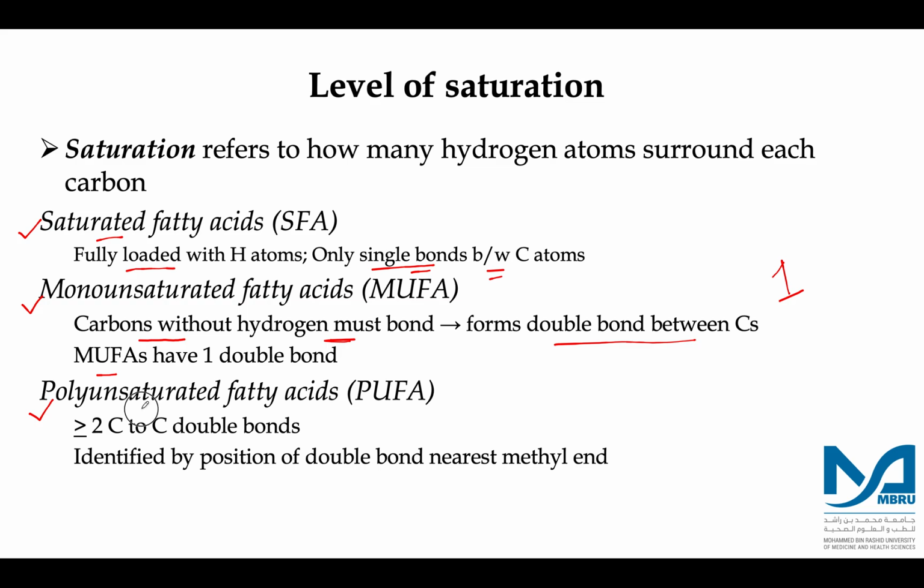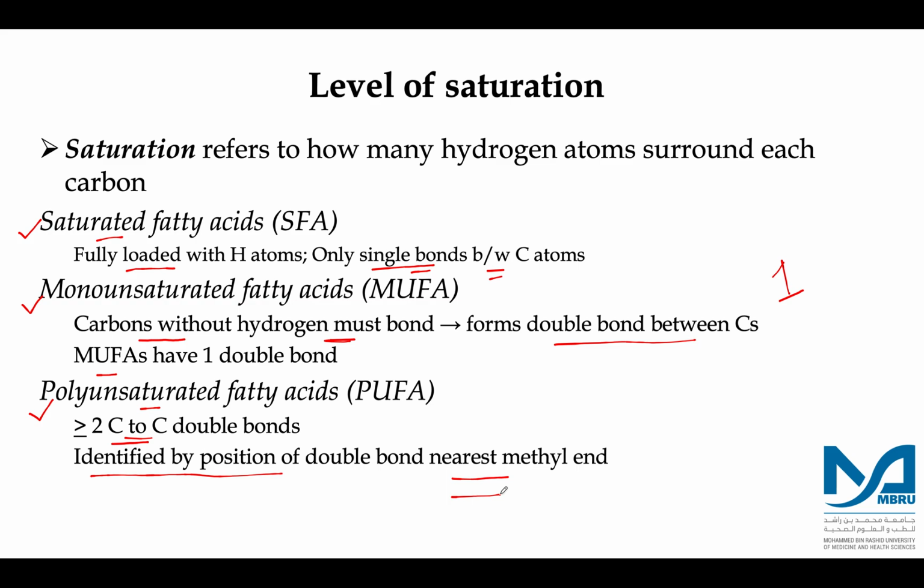Then we come to polyunsaturated fatty acid, or PUFA, which contain more than one carbon-to-carbon double bond, and they are classified further by the position of double bond nearest to the methylene. So that's the classification of fatty acids according to the level of saturation.